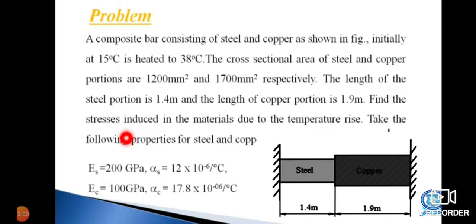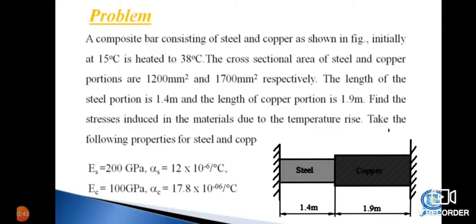Take the following properties for steel and copper. Young's modulus of steel is equal to 200 gigapascal. Then alpha for steel, that is the coefficient of thermal expansion of steel, alpha s is 12 into 10 power minus 6 per degree Celsius. Then Young's modulus of copper is equal to 100 gigapascal. Then the coefficient of linear expansion of copper, alpha c, is equal to 17.8 into 10 power minus 6 per degree Celsius.